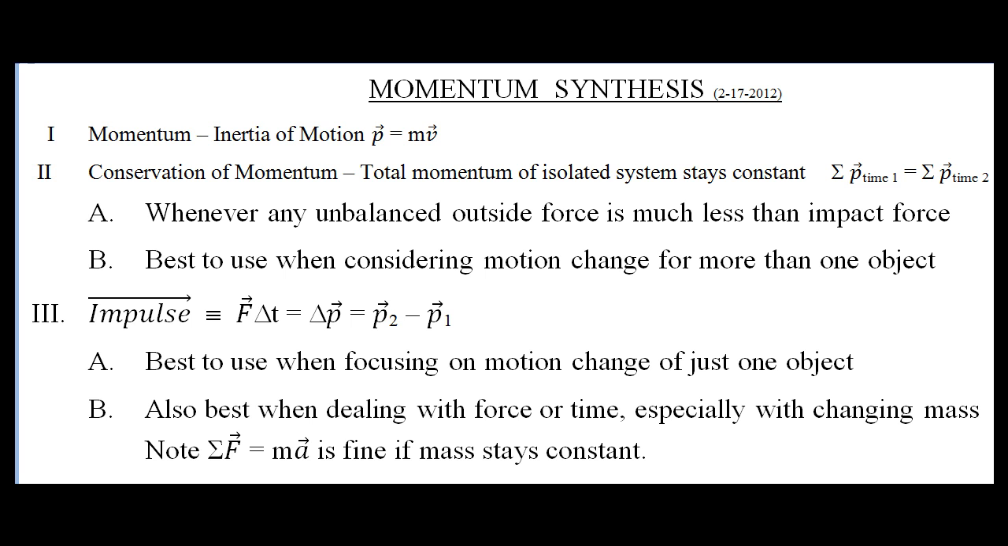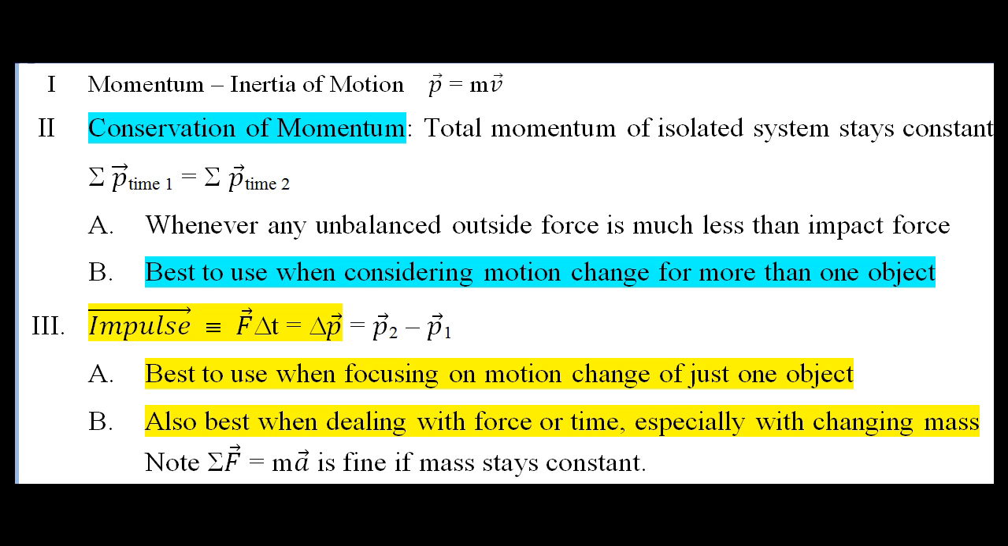This best use of impulse equals change in momentum contrasts with the best time to use conservation of momentum. Conservation of momentum is best to use when you're looking at the motion change for more than one object, as opposed to impulse equals change in momentum, which is most useful when you're zeroing in on one object and how its motion changes, or once again, if you're looking at force or time, particularly when your mass is changing.